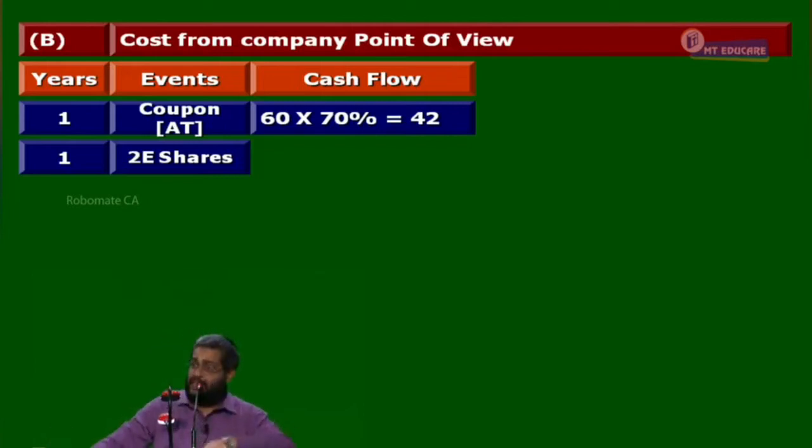I'll give an example. See, you are the bondholder. I give you 2 shares. You will sell the share in primary or secondary market. You can sell the share in secondary market for how many rupees? 150. For you, the worth of share is 150. Right or not? But I am the company.